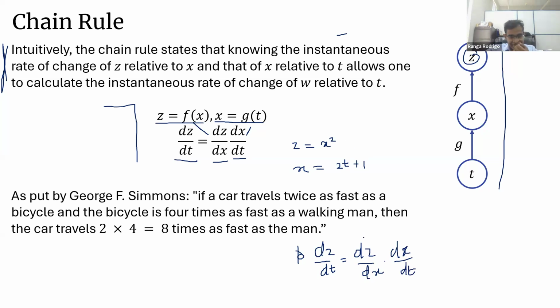Okay, so dz by dx is easy to calculate, right? dz by dx is 2x. dx by dt is 2. So you will get 2x times 2, 4x, like that. That's the idea. But not doing on paper like this, but using computations to do this.